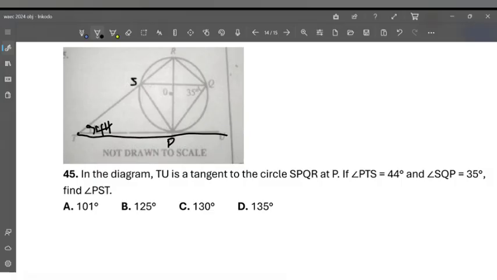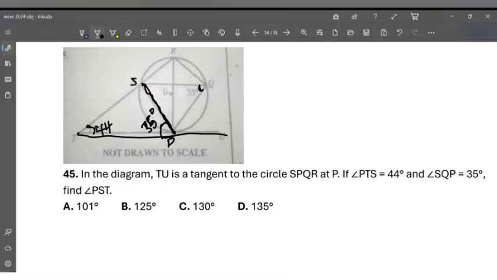When you have a tangent touching a circle, then the angle between that tangent and any chord, like this particular chord, this angle right here, is equal to the interior opposite angle. So this particular angle is equal to this opposite angle here, this angle SQP. So here is also 35 degrees. This is 35 degrees.